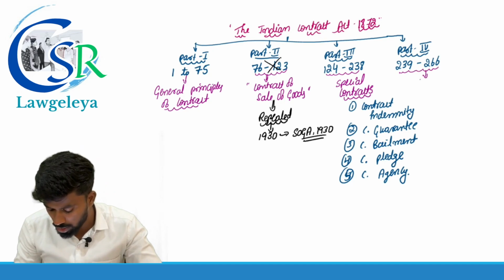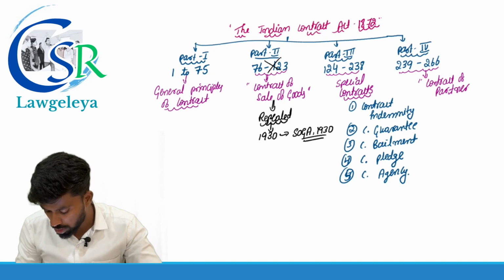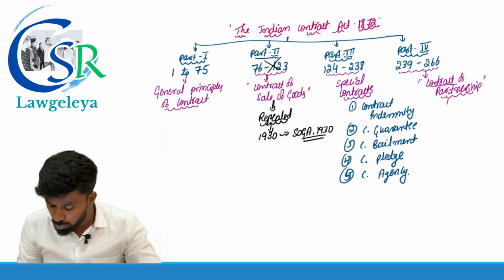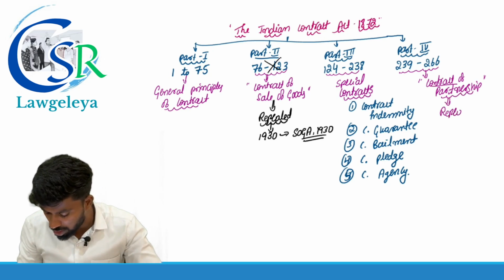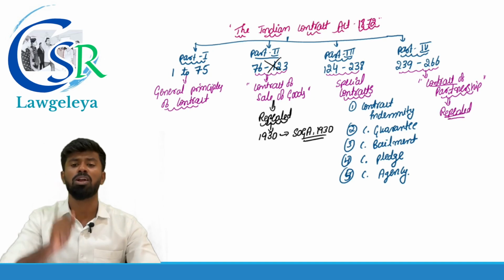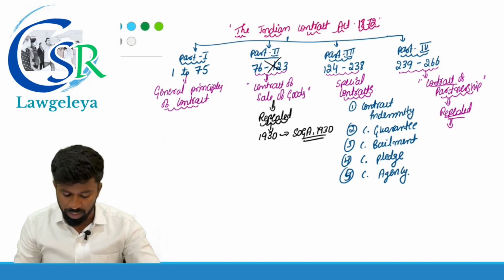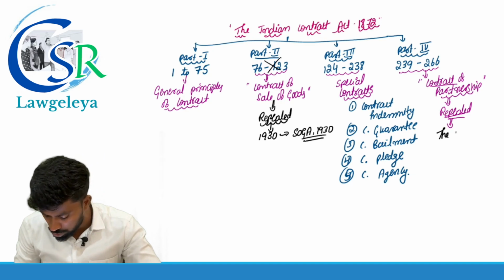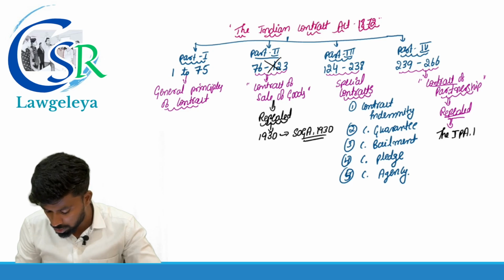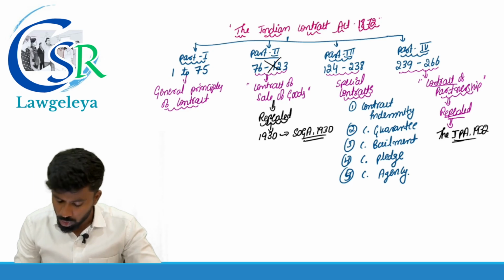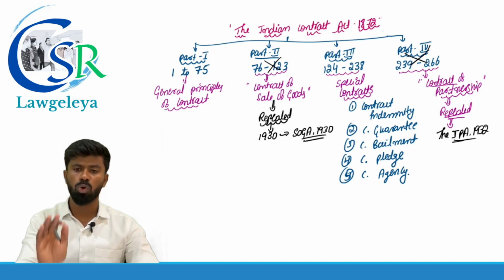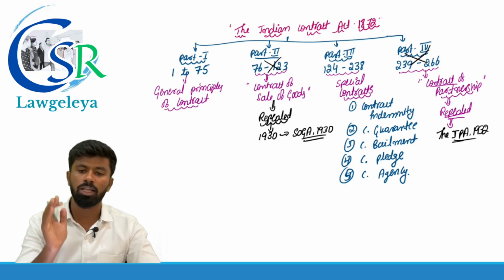Then section number 239 to 266 were dealing with the contract of partnership, and these provisions were repealed, meaning removed from the Indian Contract Act 1872, and a separate law was made. What is the separate law, sir? The Indian Partnership Act 1932. So 239 to 266 is no more part of the Indian Contract Act 1872.